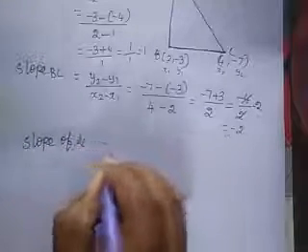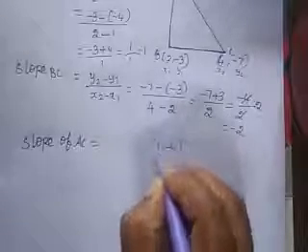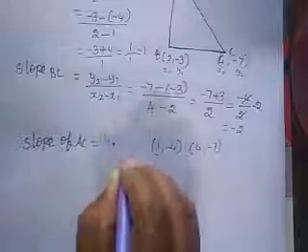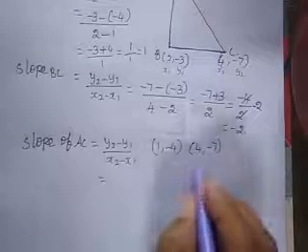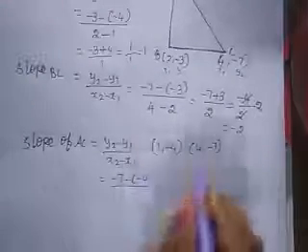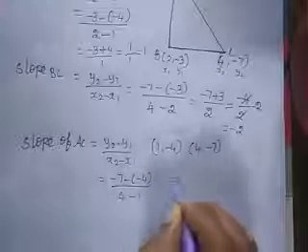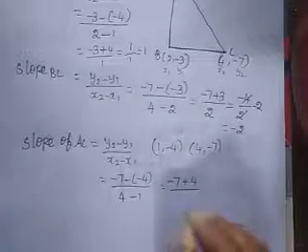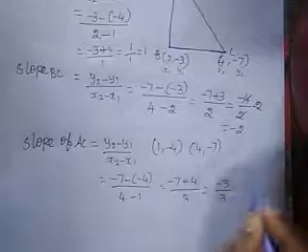Slope of AC is equal to, the points A is (1, -4), C is (4, -7). So y2 minus y1 by x2 minus x1. So y2 here is -7, y1 is -4, by x2 is 4, x1 is 1. So -7, minus of minus is plus 4, by 4 minus 1 is 3. -3 by 3, that is equal to -1.